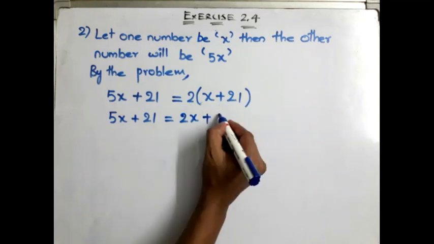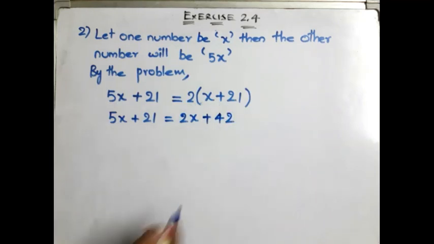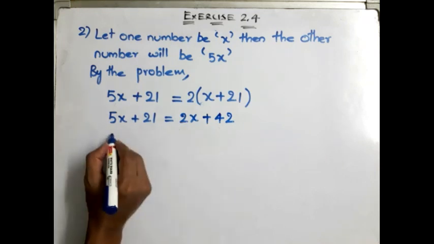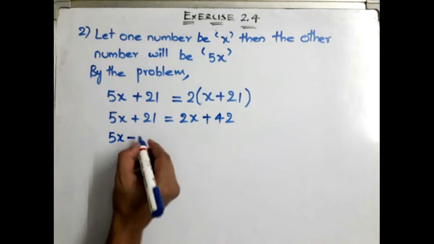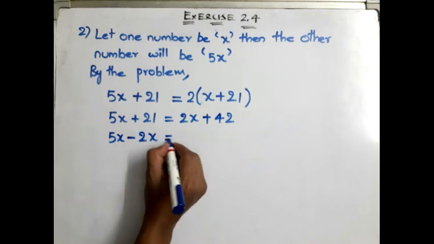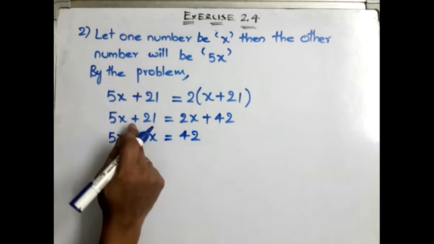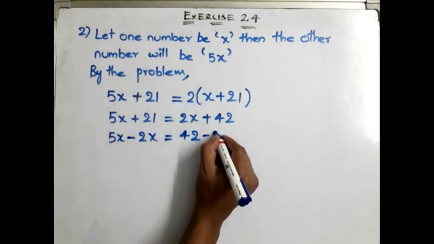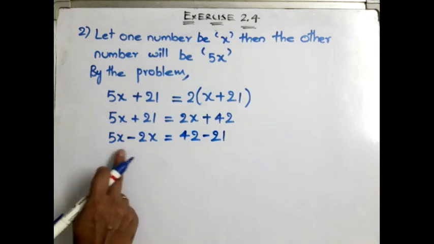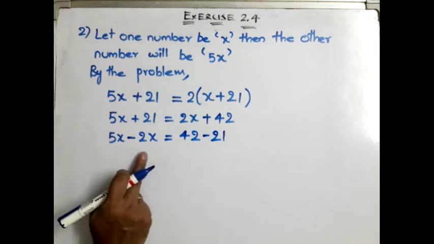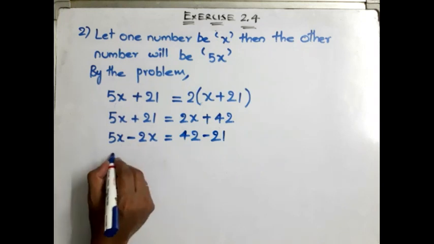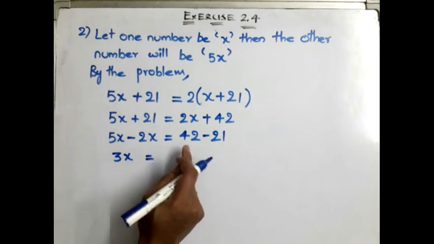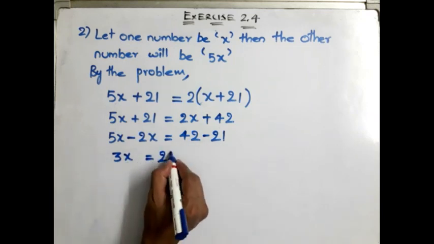Now 2 into 21, 42. Now look. Let us bring the like terms to one side. 5x plus 2x, if we transpose to this side, it will become minus 2x is equal to 42 as it is. Plus 21, if we transpose to the other side, it will become minus 21. 5x minus 2x being the variables of same type, or the like terms, we can directly do the subtraction. 5 minus 2, 3x is equal to 42 minus 21, which is 21.